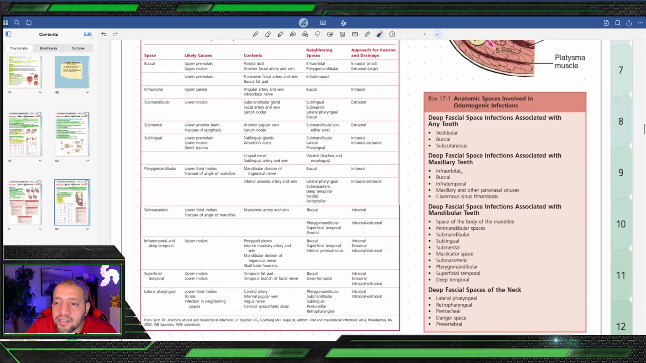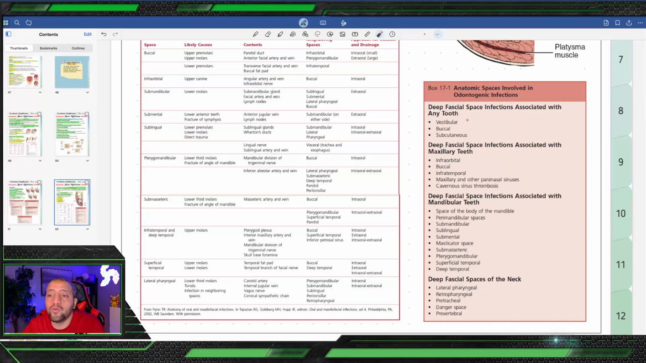We are going to divide the space infections according to, I think, 2 or 3 criteria. The first criterion is the source. Any tooth in the oral cavity can lead to vestibular space infection, buccal space infection, or subcutaneous space infection, as well as infection coming from maxillary teeth and from mandibular teeth. The deep fascial space infections we can consider to be secondary space infections. All of these others are primary space infections, because they come directly from one tooth to the space itself.